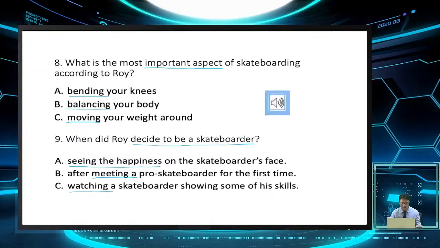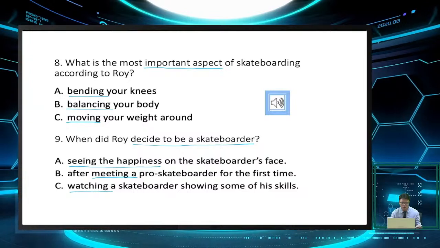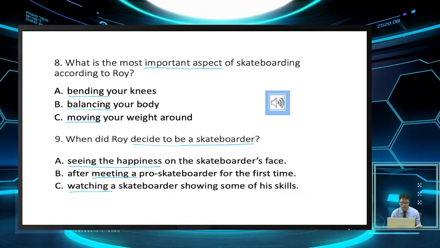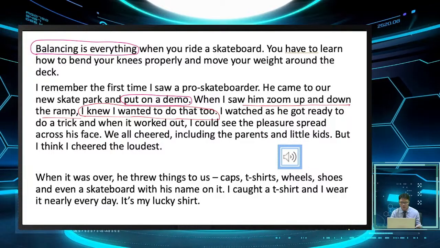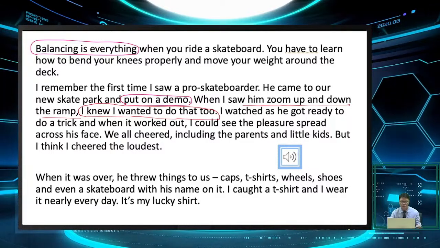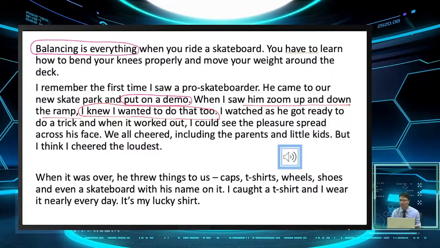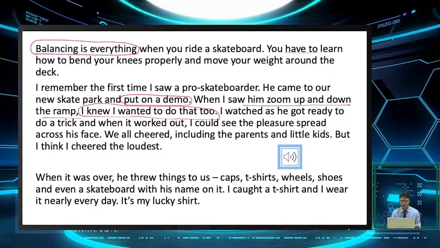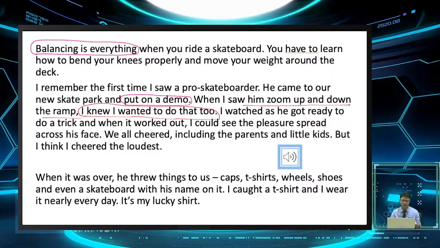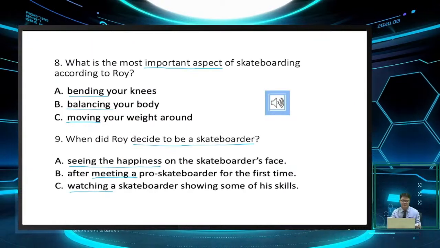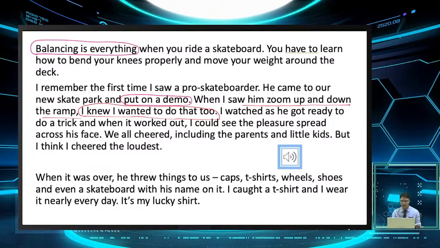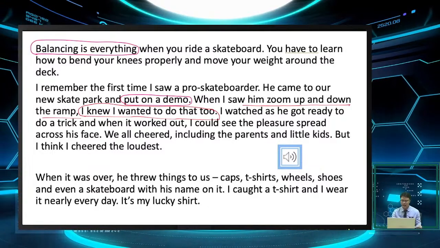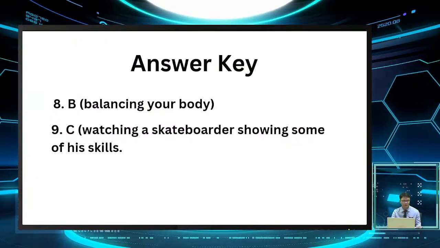No, right? Now look at the third one, watching a skateboarder showing some of his skill. From this line, you can see, when I saw him zoom up and down the ramp, I knew I wanted to do that too. So these are the clues here. So the answer is C, watching a skateboarder showing some of his skill. That's the end of Roy's part 2.